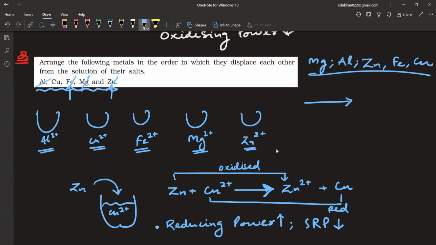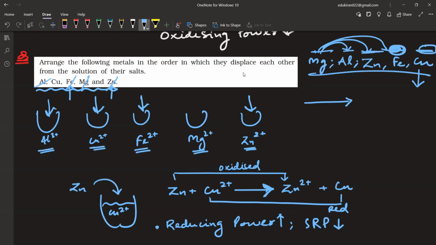That means Mg can displace each of the following. If you add Mg to any of these, Al, copper, Fe, or Zn, then what is Mg going to do? Mg is going to replace all of them. Okay. Now, what is Al going to do? Al is going to replace the ions of Zn, Fe, and copper, but not Mg. Al cannot replace the ion of Mg. Zn can replace the ion of Fe and copper, but it cannot displace the ion of aluminium and magnesium. Fe can only displace the ion of copper, and not zinc, aluminium, or magnesium.